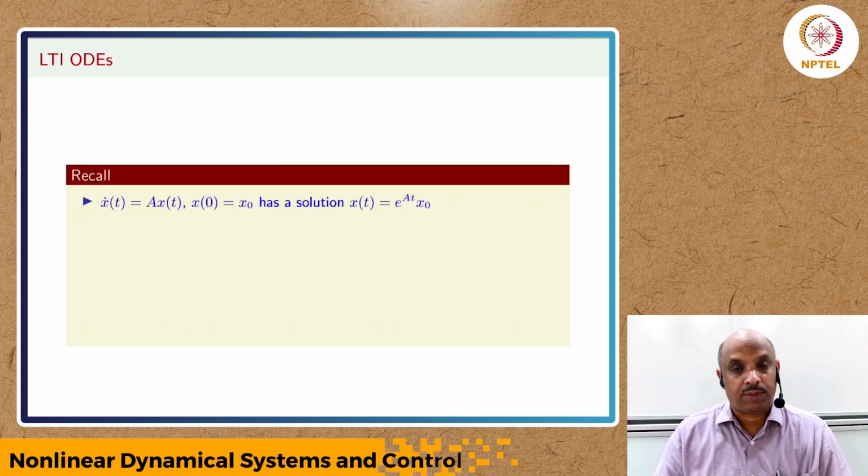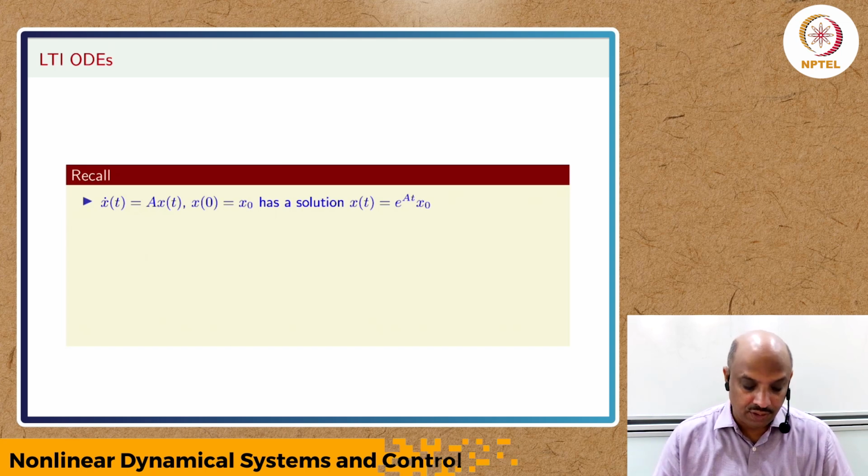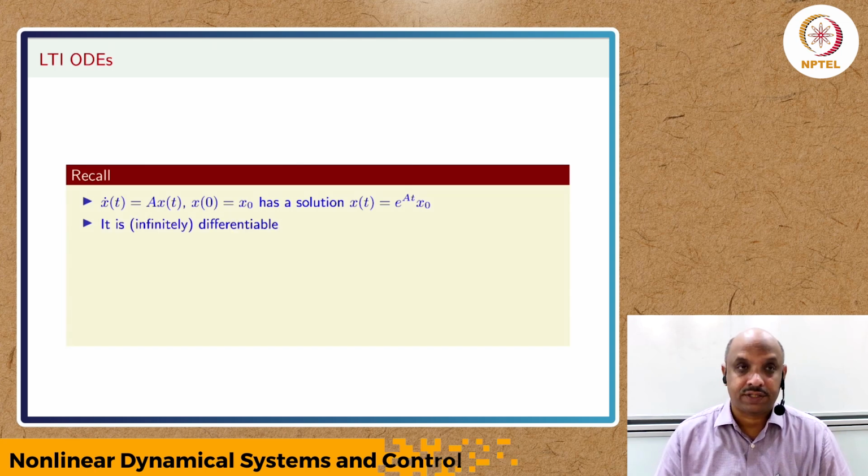So again, let's remind ourselves of things that we have done for linear systems. If we have x dot of t is equal to A times x of t, where A is a square matrix, x is some n-dimensional vector function with initial condition given by x sub 0, then we have derived the solution to be equal to this matrix exponential times x0. Of course, this is infinitely differentiable. That means we can differentiate it any number of times.